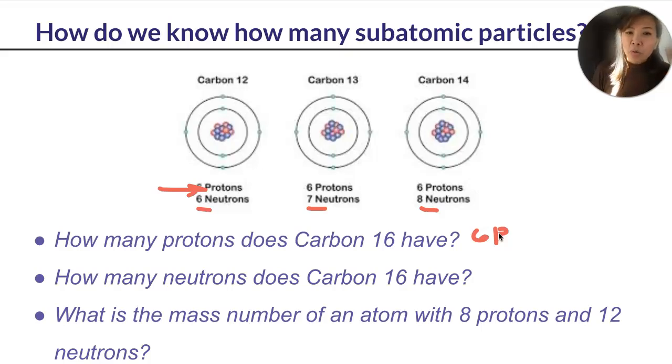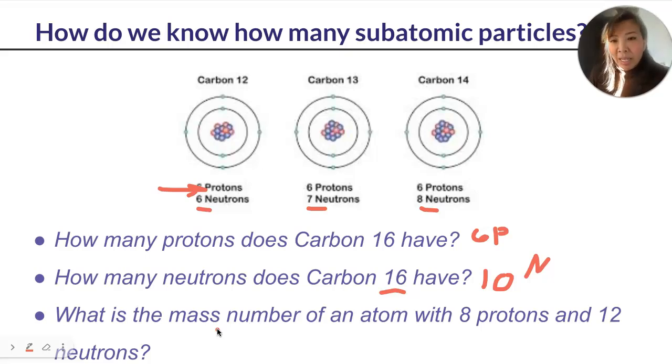Okay, so carbon-16 has 6 protons, right? So how many neutrons does it have? Well, we know that the mass number is 16, and it has 6 protons. So 16 minus 6 means that it has 10 neutrons in it. Right? Okay, so based on that, we know that the mass number is based on protons and neutrons.